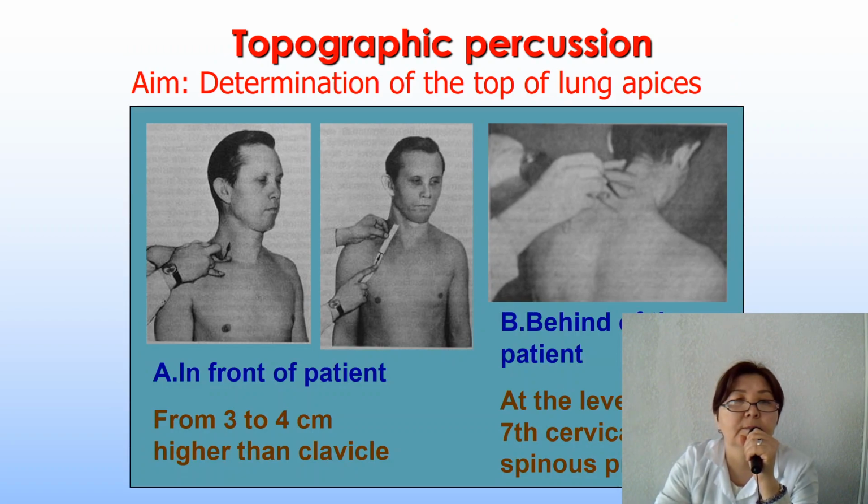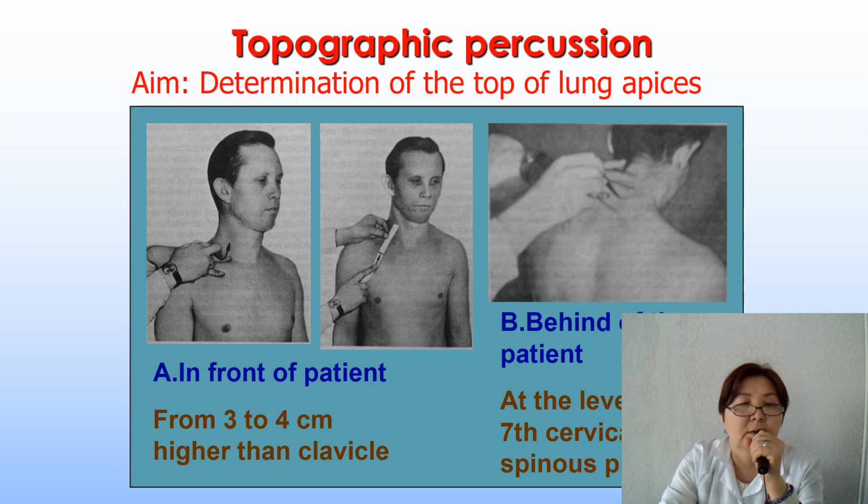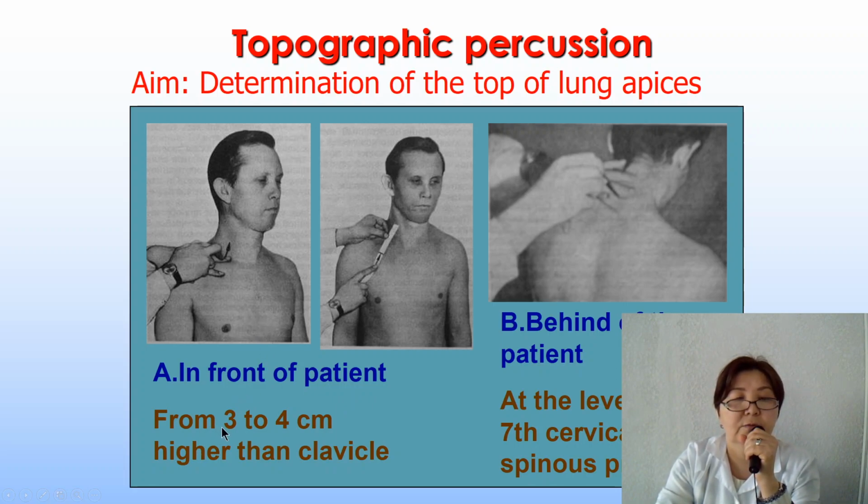Topographic percussion. The aim of topographic percussion is determination of the top of the lung apices and determination of the lower border of the lungs. We percuss in front of the patient from 3 to 4 centimeters higher than the clavicle, and behind the patient at the level of the 7th cervical spinous process.